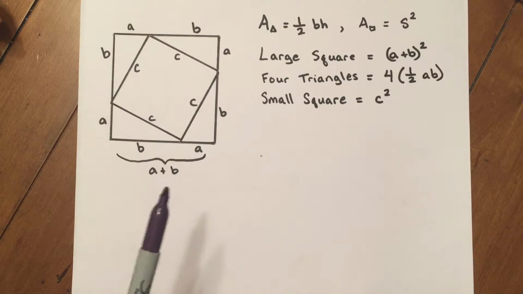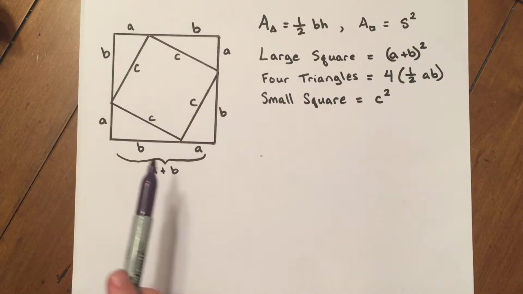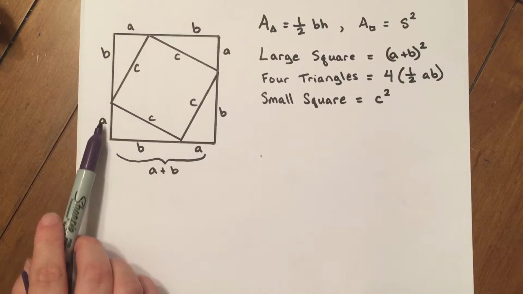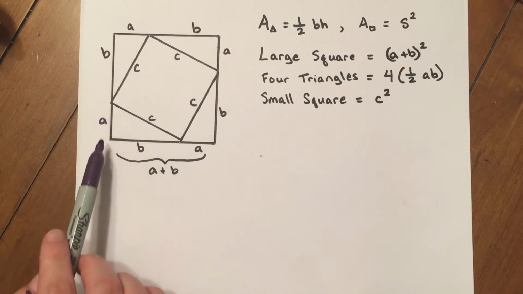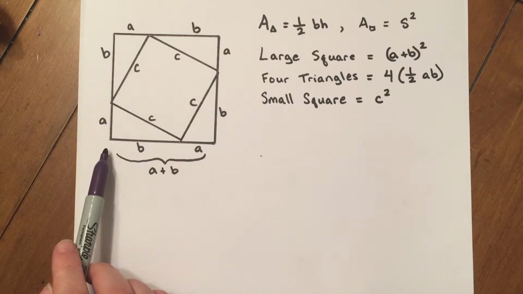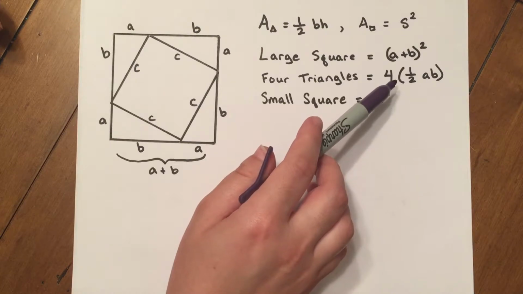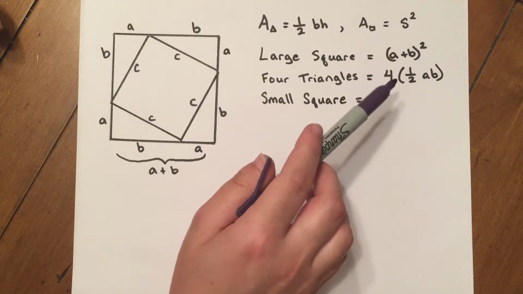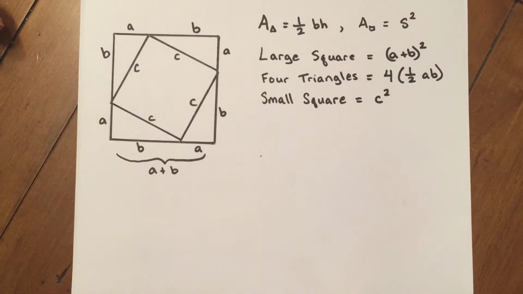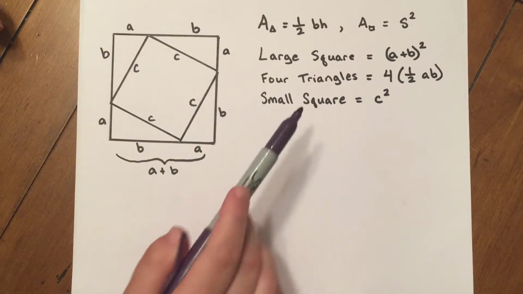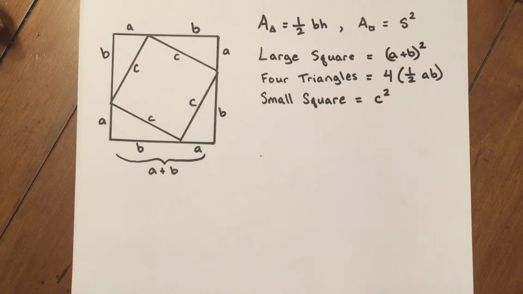If we look at our four triangles, 1/2 base times height, since they're right triangles, we have base times height is B times A, which ends up being the height of this triangle. So we end up with 1/2 AB as the area of one of the triangles. But since we have four of them, we multiply it by 4. And then the small square has a side of C, so its area is C squared.